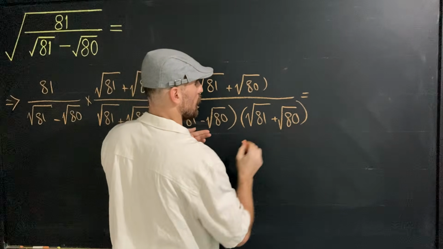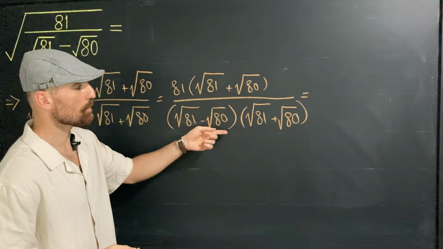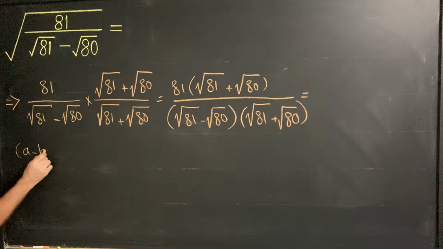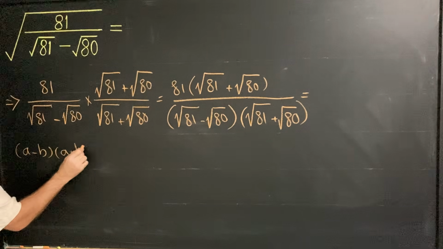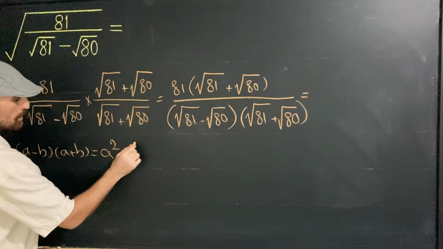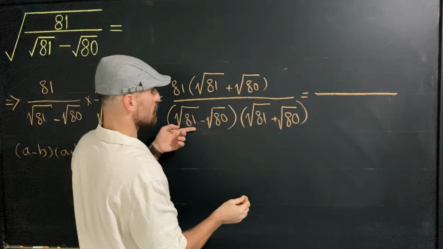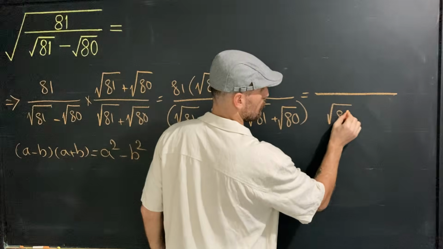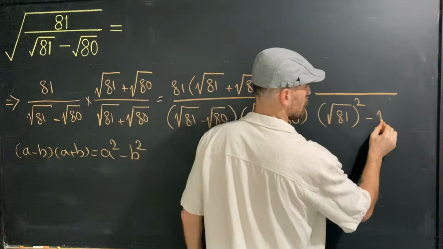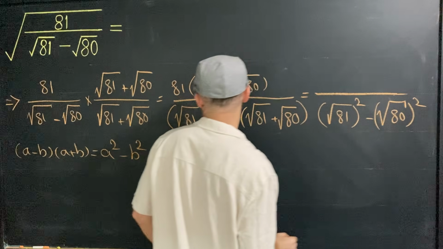So let's see, what do we have? Denominator, this is in the form of a minus b times a plus b. What is this? Look here, a minus b times a plus b. It can be written in the form of first term squared minus second term squared. So the denominator is going to be first term, second root of 81, squared, minus second term, second root of 80, squared.